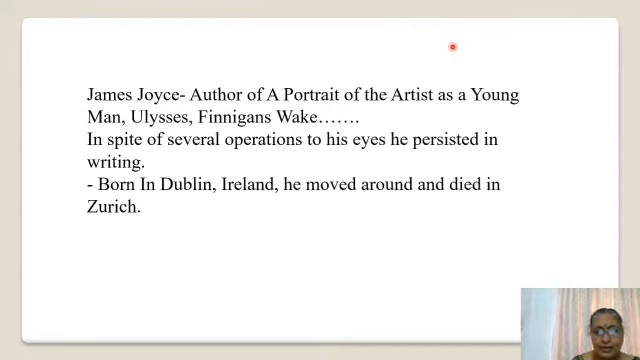James Joyce is a well known writer, and he is the famous writer who had written Ulysses and A Portrait of the Artist as a Young Man, two famous novels. And you'll find that there is something more about him. He had to undergo several operations to his eyes, but in spite of that, he persisted in continuing his writing career. He was born in Dublin, Ireland, but he moved around and finally he settled in Zurich and died there.